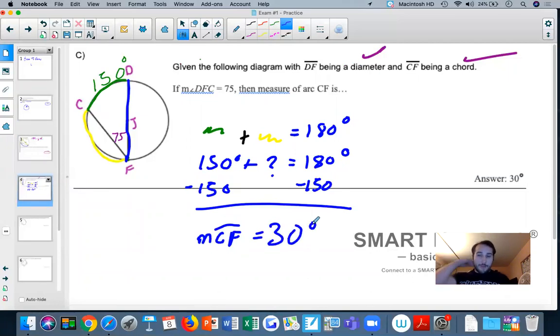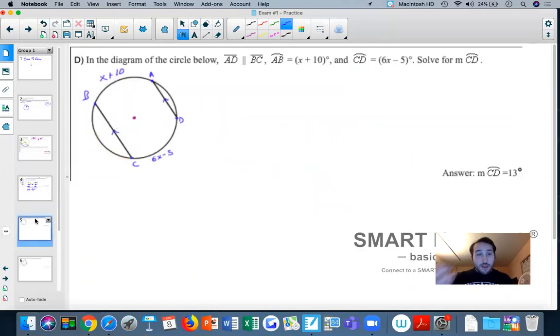Okay, remember diameters are half the circle. If the full circle is 360 degrees, half the circle is 180. All right, in the diagram of the circle below, line segments AD and BC are parallel. Okay, that's important. I'm going to highlight that.